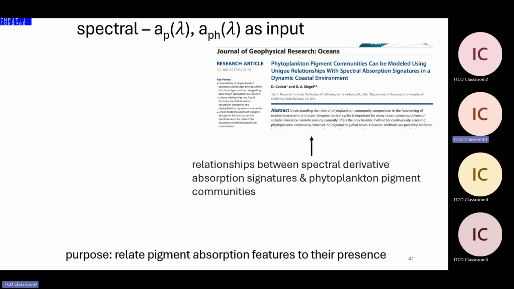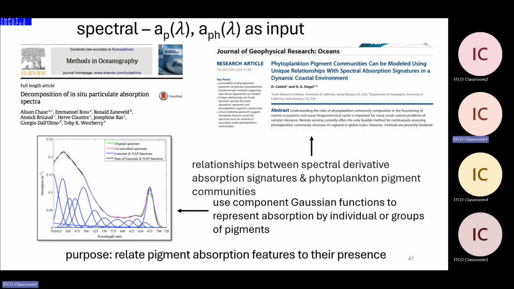So the answer was, you perform a derivative upon a spectrum and it essentially pulls out these sometimes subtle features that are associated with a pigment that's a fingerprint for a certain phytoplankton. So that's one pathway when you're looking at total absorption.